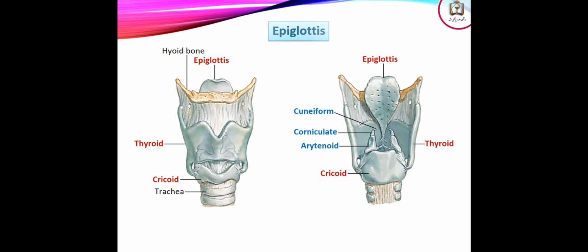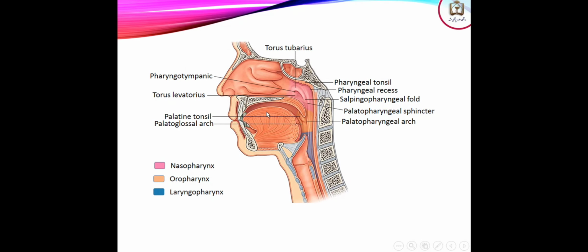Okay, the next cartilage is the epiglottis. Here is the epiglottis situated just behind the tongue. Here is the tongue, or glossus. Glossus is another name for tongue. And here is the epiglottis. And this space between the tongue and epiglottis is called the vallecula epiglottica.